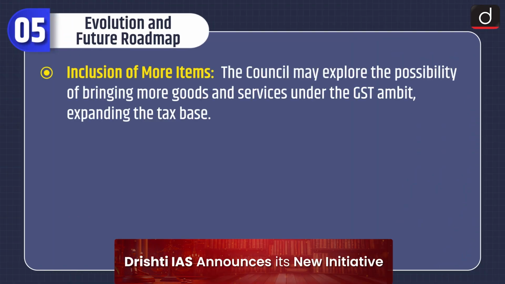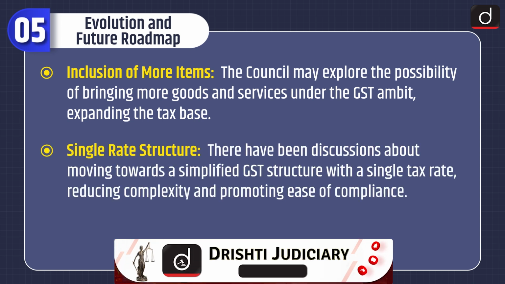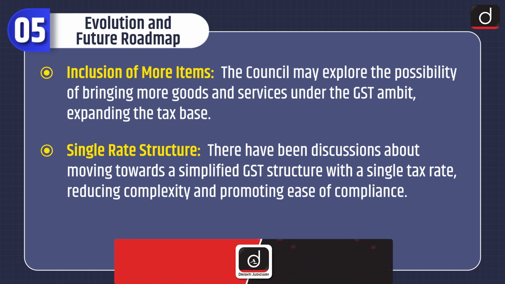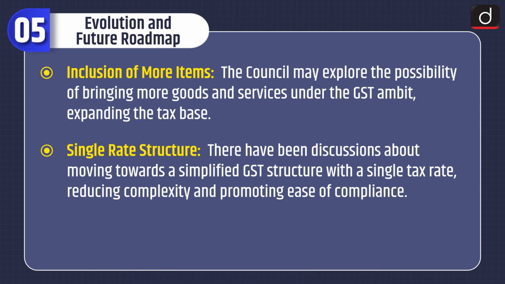Evolution and future roadmap. Inclusion of more items. The Council may explore the possibility of bringing more goods and services under the GST ambit, expanding the tax base. And single rate structure. There have been discussions about moving towards a simplified GST structure with a single tax rate, reducing complexity and promoting ease of compliance.